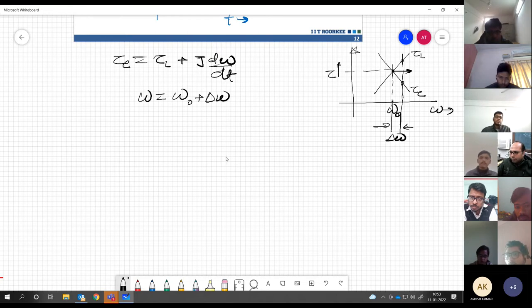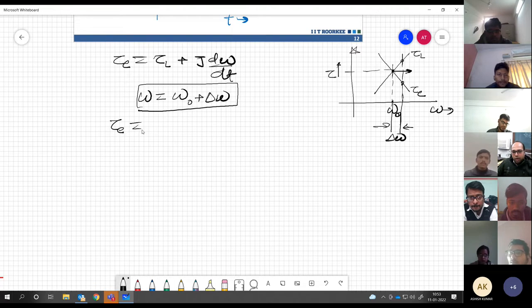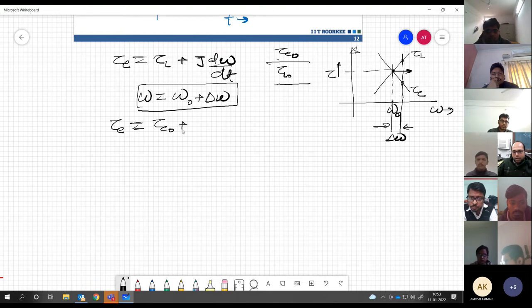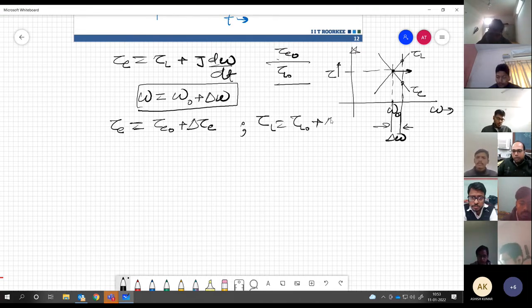Any doubt in that? No, sir. Now, the electromagnetic torque. Let's say at this point, the value of electromagnetic torque was tau E0, and the load torque was tau L0. After perturbation, the electromagnetic torque has become tau E, which is basically tau E0 plus some delta tau E. Any doubt in that? No, sir. Similarly, the load torque has become tau L0 plus delta tau L. Any confusion in this part?